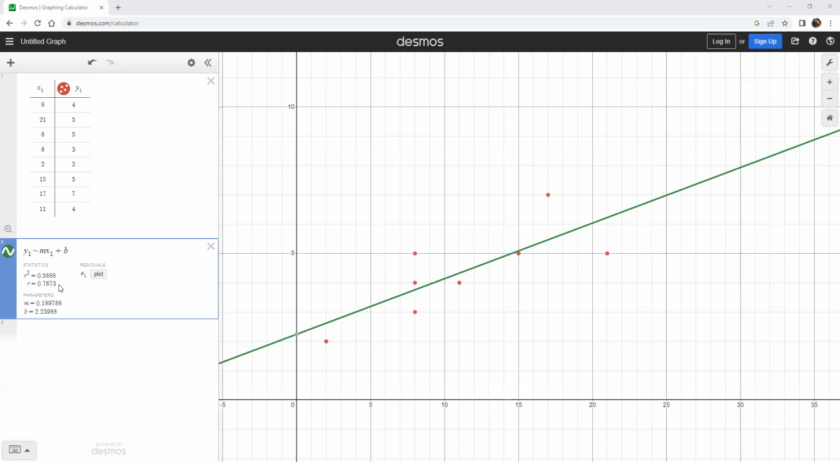All right, so our equation, we have an m. I'm going to round to 2 decimal places, so I get 0.19 for the slope. And then my intercept is positive here, so I'll have a plus. Then 2 decimal places here gets me 2.24. All right, so we have our correlation coefficient and our equation. So let's switch back over to our notes.